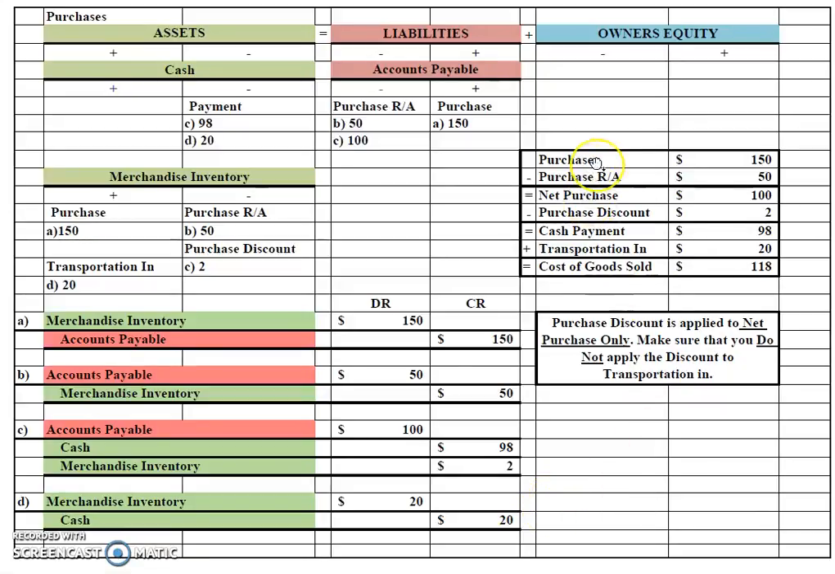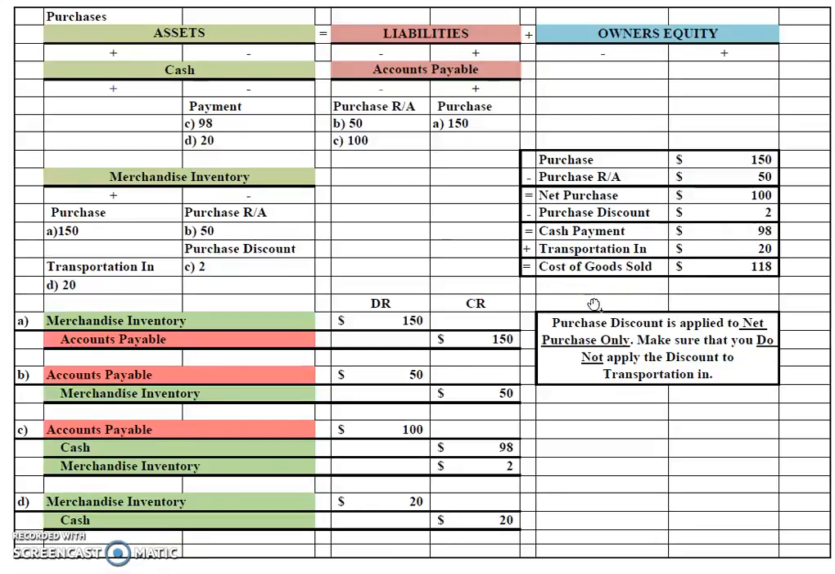So again, purchases minus purchase returns and allowances equals net purchase. Minus purchase discount, any purchase discounts that are offered and taken, equals how much we're actually going to be paying for this merchandise inventory. Plus any transportation in equals cost of goods sold, the cost of the merchandise purchased, how much it cost us.